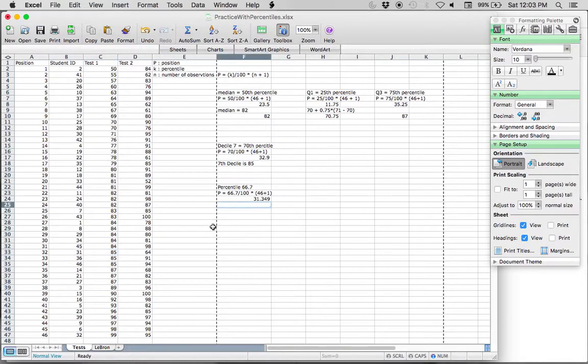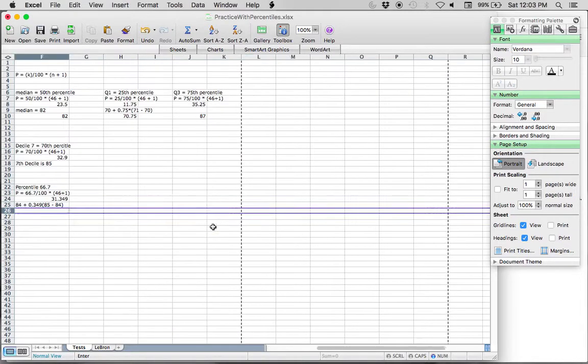All right, so we have starting at 84, and we're going 0.349 of the way to 85. So we take the difference between 85 and 84. All right, and we'll have Excel compute that. Did that silly thing again.